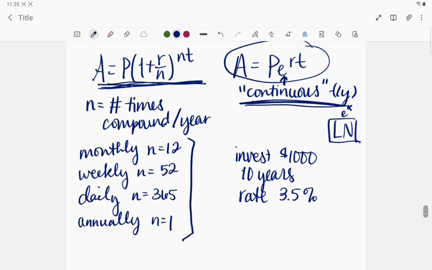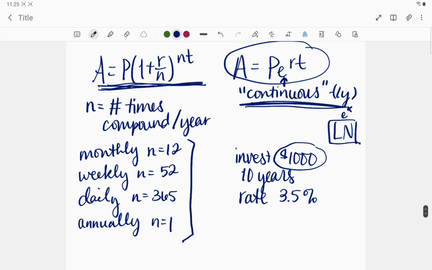Now, where would these numbers go? Remember your initial value, that's your principal investment. So that would go in the front here. The 10 years would be the T, for your time. And then the rate, again, remember, we've got to convert that to a decimal. So 3.5% would be 0.035. That's going to go in for R. So no matter how often it's compounded or even if it's continuous, those values aren't going to change. What does change is whether we use the N part of the formula or whether we just use E.